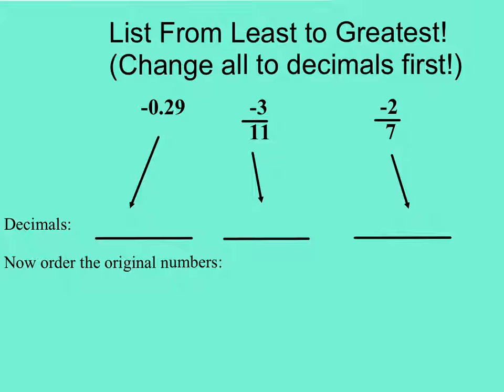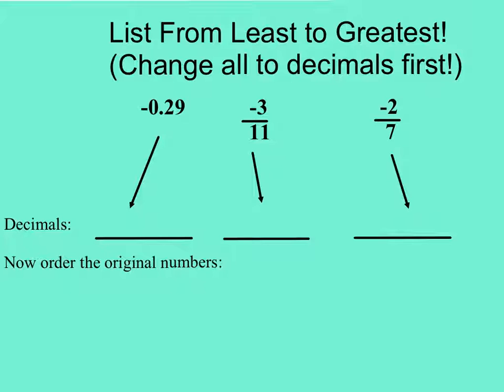Okay, now it's your turn. Go ahead, write the problem down, change all of your fractions to decimals, and then compare the original numbers. So list the original numbers from least to greatest. Pause the video, work on this problem, and then when you're ready, press play to check your answer.